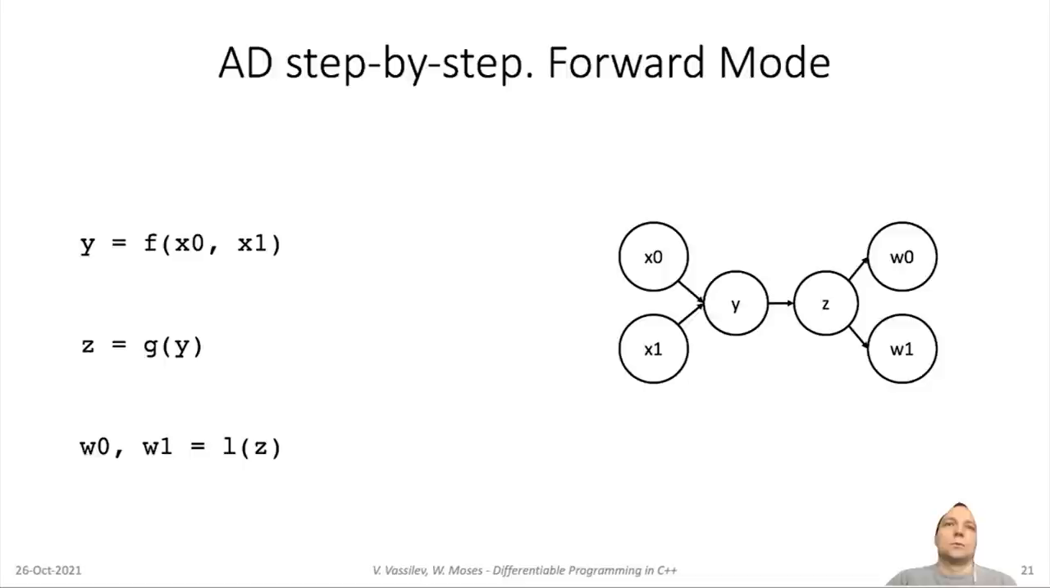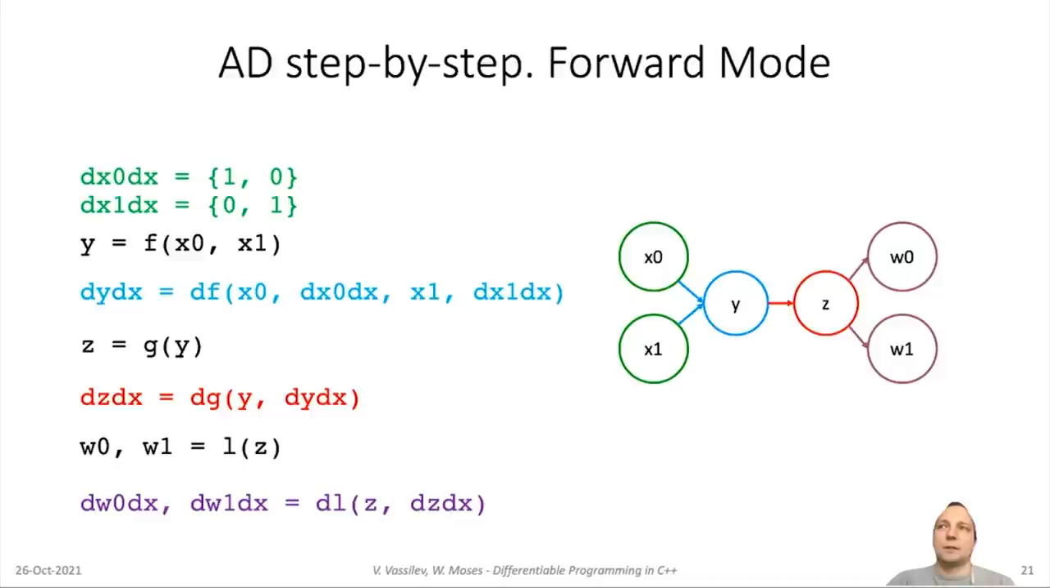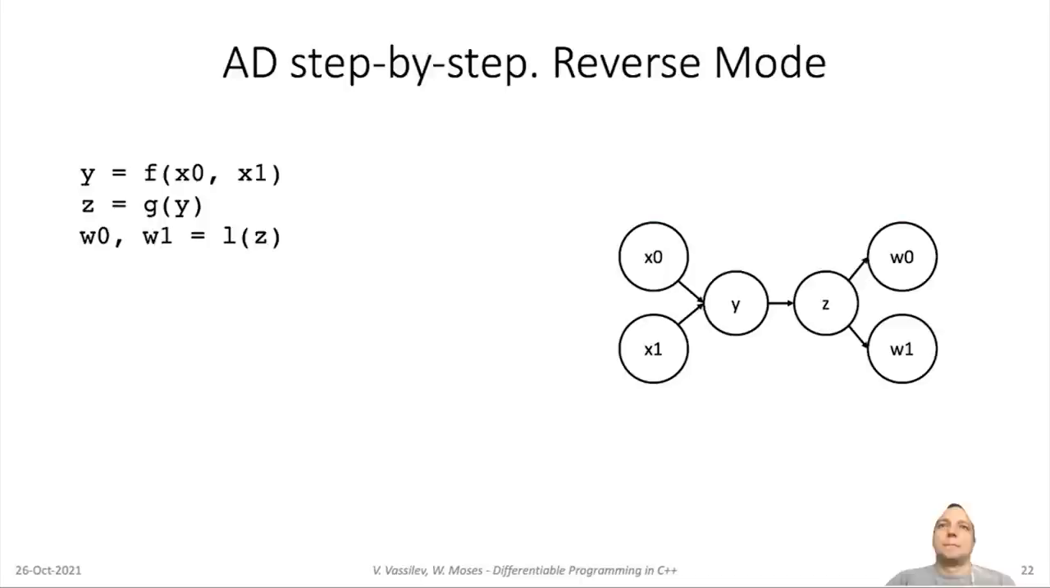We accumulate the partial derivatives starting from x0 and x1. Then we start with dx0/dx and dx1/dx, which are both set to 1. As we go, we continue to accumulate dy/dx and then dz/dx. And finally, we push forward dw0/dx and dw1/dx. The time complexity of this algorithm is O(n) times the cost of the original function, where n is the number of input parameters. The algorithm is useful for functions with a small number of input parameters and a large number of output values. Many applications use thousands of input variables, and the forward mode algorithm is infeasible to use.